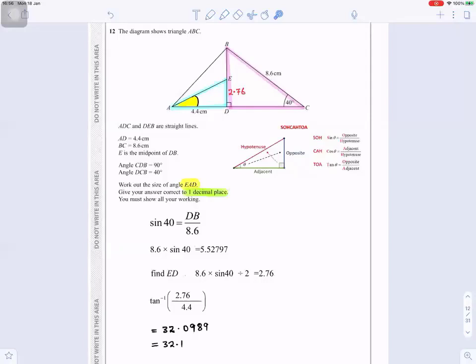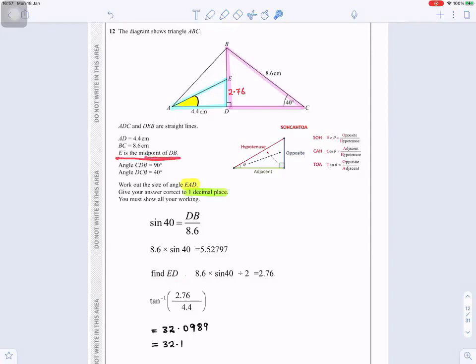Let's look at the pink triangle, the triangle I've colored in pink. Sine of 40 degrees is opposite over hypotenuse. The opposite is BD, over the hypotenuse, which is 8.6. So that's the hypotenuse and that's the opposite. Now if you take 8.6 to the left, it becomes times. So 8.6 times sine 40 gives you 5.52797, and that is your DB. And we want to find ED.